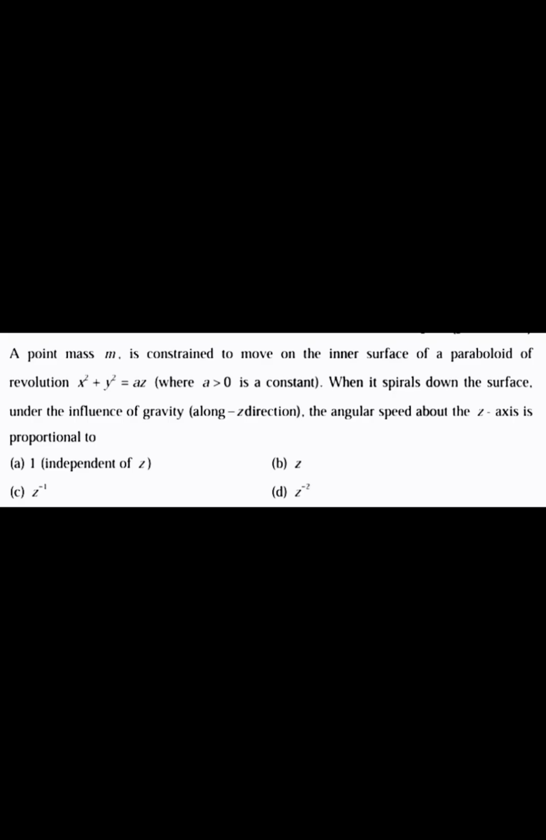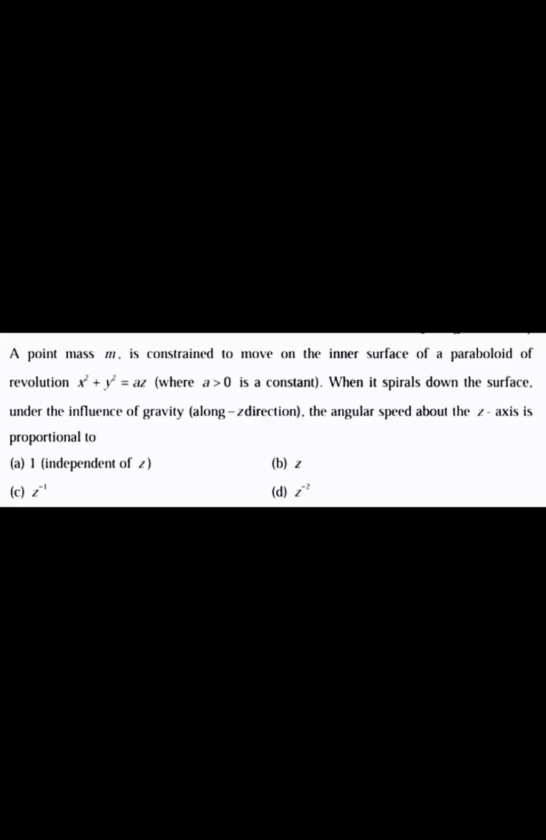Question is, a point mass m is constrained to move on the inner surface of a paraboloid of revolution x square plus y square is equal to a z, where a greater than 0 is a constant. When it spirals down the surface under the influence of gravity, the angular speed about the z axis is proportional to dash.